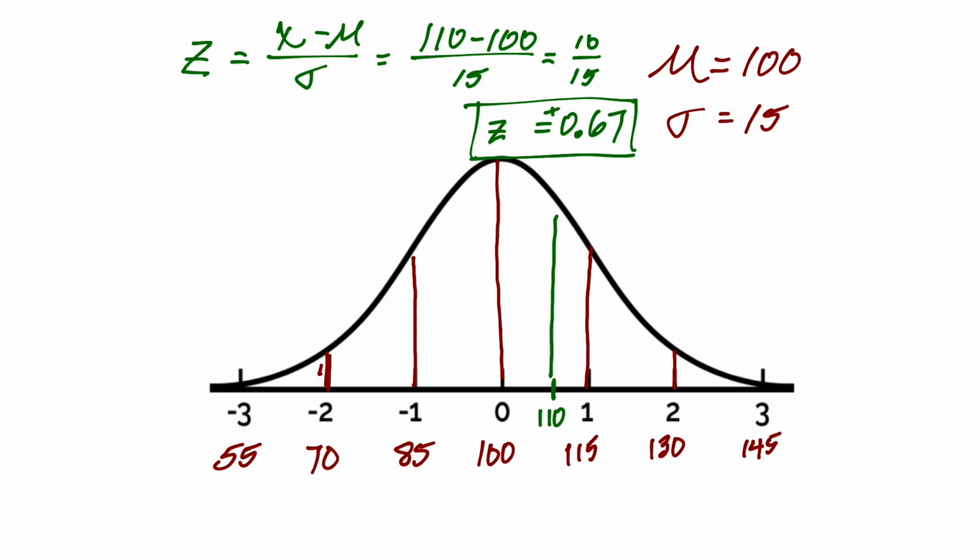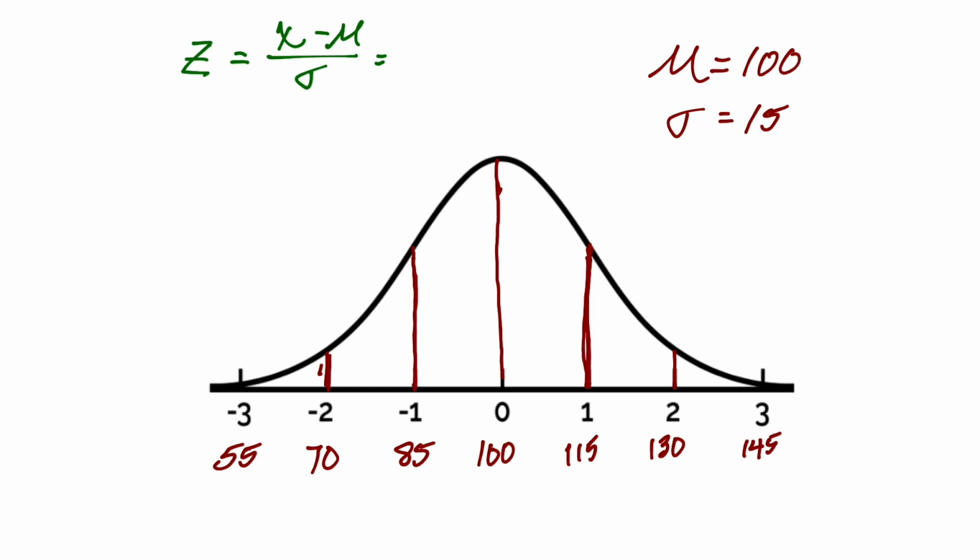So it's positive. It tells me that this individual is 0.67, or about two-thirds of a standard deviation above the mean. Let's look at one more.